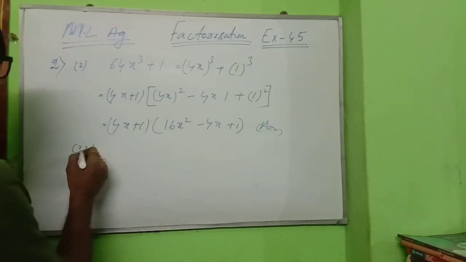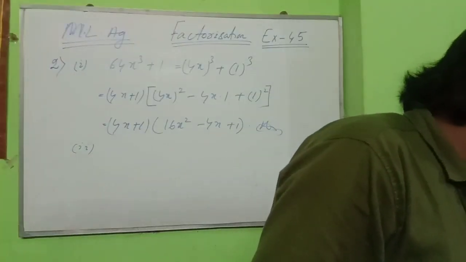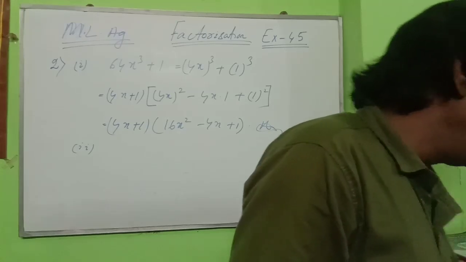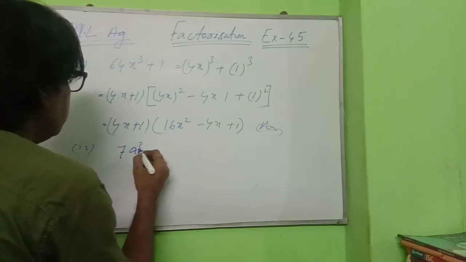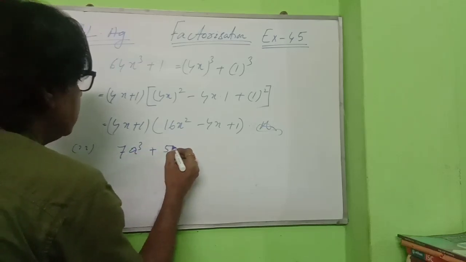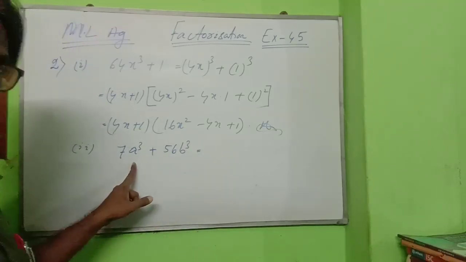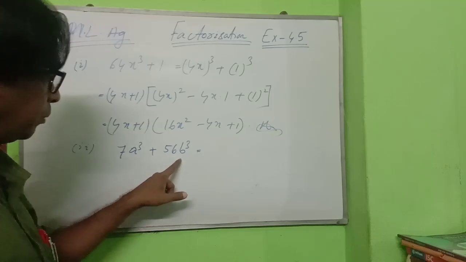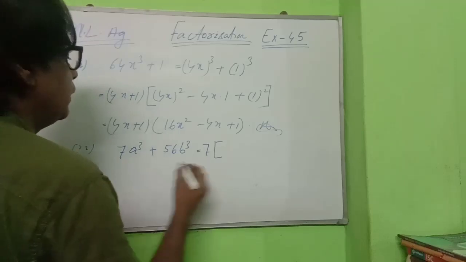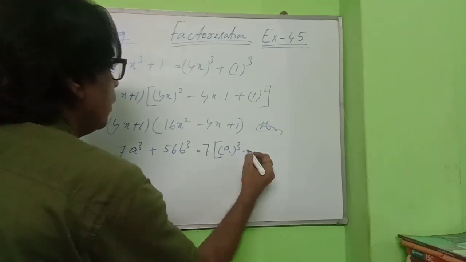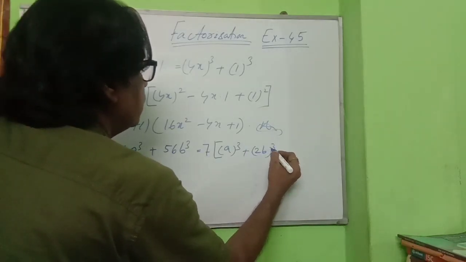Now see number 2, second part, the factorization chapter. The second part is given: 7a cube plus 56b cube. Here we have to take 7 common first. After taking 7 common, what is left here? A cube, that means a whole cube. And what is left here? 8b cube, that is 2b whole cube. Directly I am doing here.